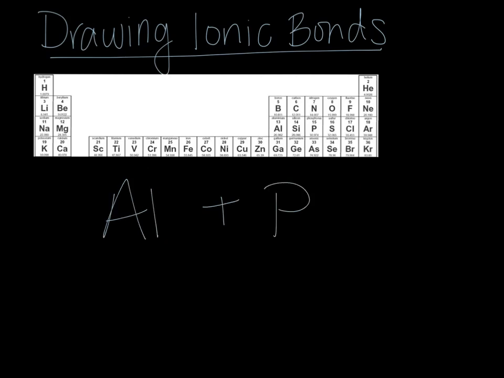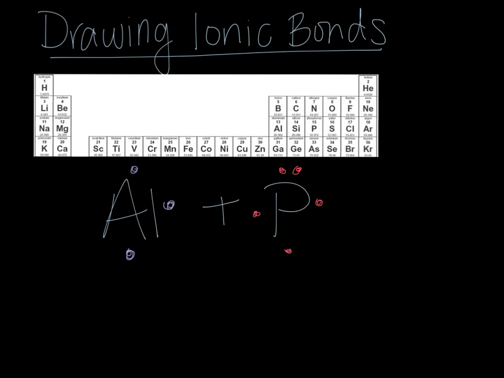On my next example, I've got aluminum, and I have P, which is phosphorus. So again, if I look at what group they're in, aluminum is in group 13, so it's going to have 3 valence electrons on the Lewis dot diagram, and phosphorus is in group 15 under nitrogen, so it's going to have 5 valence electrons. So draw the dots there.